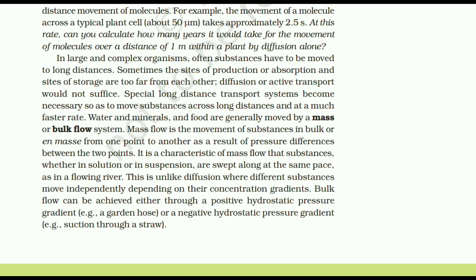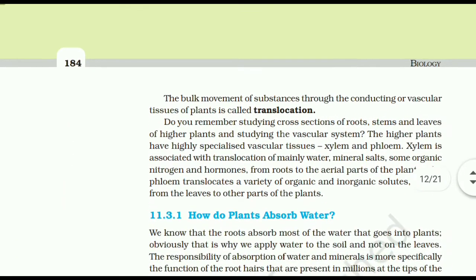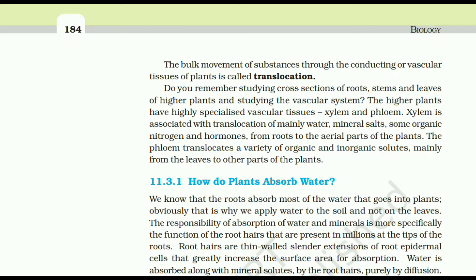It is a characteristic of mass flow that substances, whether in solution or in suspension, are swept along at the same pace as in a flowing river. This is unlike diffusion, where different substances can move at different rates. Mass flow can be achieved either through a positive hydrostatic pressure gradient, for example a garden hose, or a negative hydrostatic pressure gradient, for example suction through a straw. The bulk movement of substances through conducting or vascular tissues is called translocation.